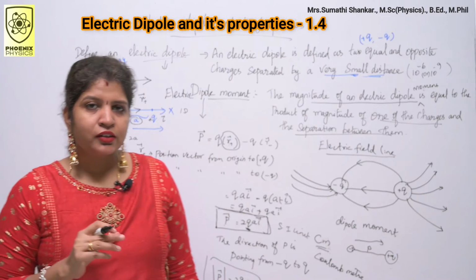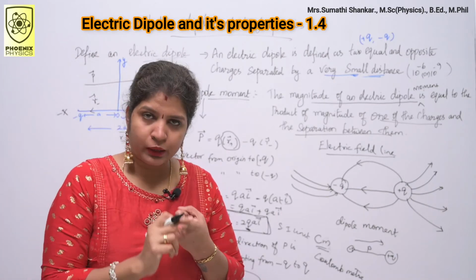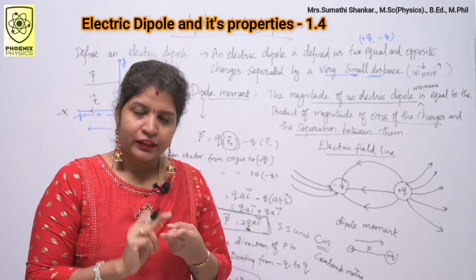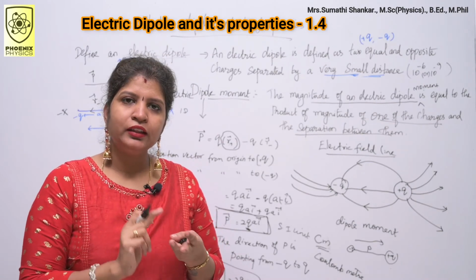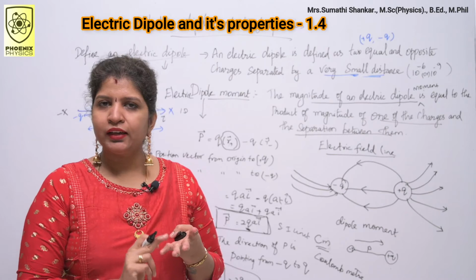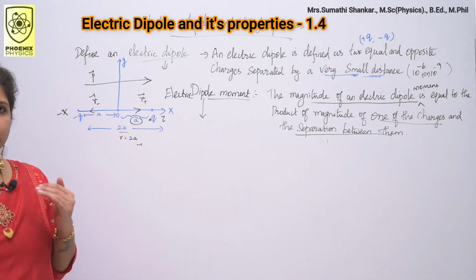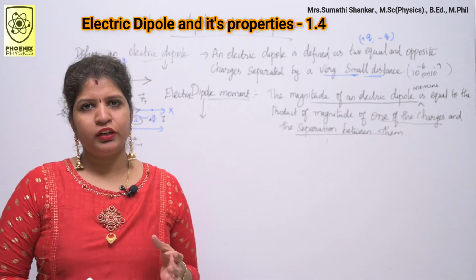So far we discussed what is dipole, what is an electric dipole moment, how do you mark the direction, then unit for electric dipole moment. Next we will see some of the properties.